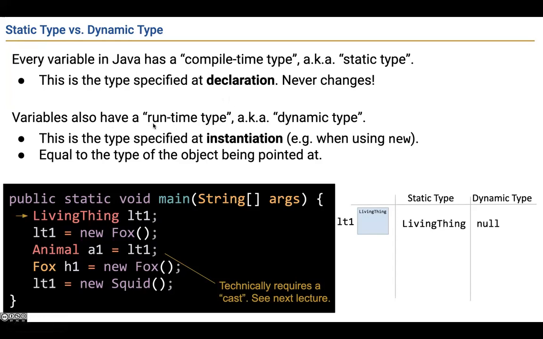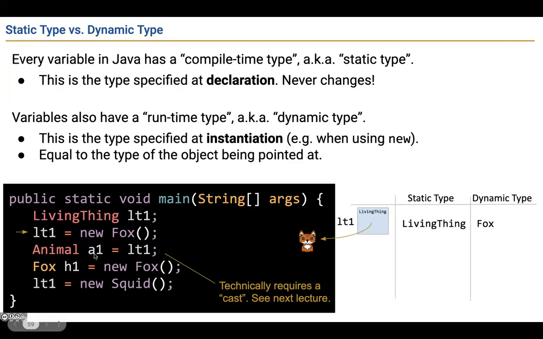By contrast, all variables have a second type, which is called their runtime type. Sometimes people call it the dynamic type. They mean the exact same thing. And this is the type that you specify when you actually assign the variable, which currently is null, to an actual object. So when I say lt1 is equal to new Fox, when I use the new keyword and I shout the location of my fox and I put it in the lt1 variable, I am saying that the dynamic type of lt1 is actually Fox. So there it is. The static type is LivingThing because I declared it to be a LivingThing. The dynamic type is Fox because when I assign it to an actual thing, the thing that lt1 is pointing at is not just any LivingThing, it's specifically a Fox. So that's the runtime type.